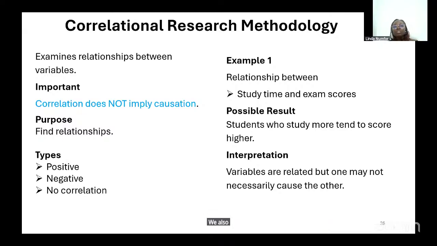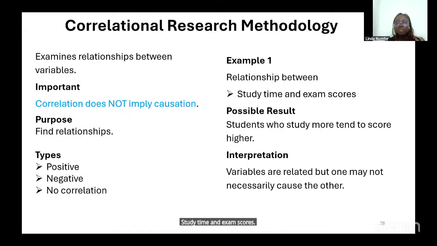We also have correlational research methodology, which examines the relationship between variables. You want to understand how this affects this one. But you also have to understand that correlation here does not imply causation. So the purpose of this is just to find relationships, for example, positive, negative, no correlation. An increase in fertilizer increases the height of maize, just like that. For example, the relationship between study time and exam scores.